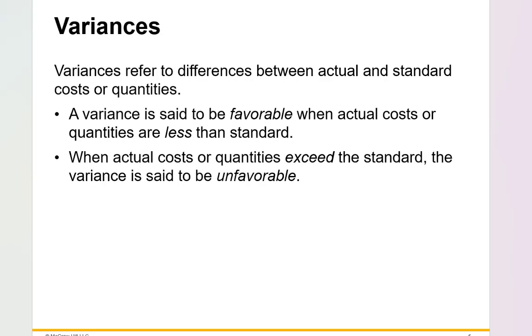As we talk about variances, a variance is the difference between actual and standard costs or actual and standard quantities. We say a variance is favorable if actual costs or quantities are less than standard, and unfavorable if they exceed the standard. So let's look at some examples of this.